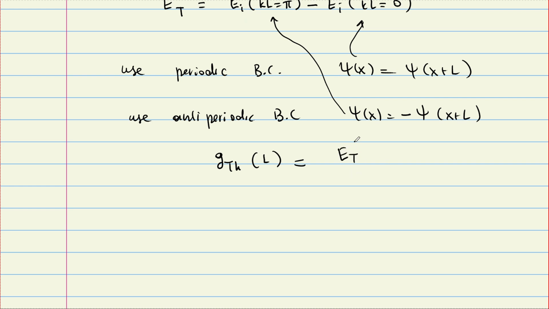this E Thouless you determined from here, divided by the typical energy level spacing. And this is what we call the Thouless conductance.